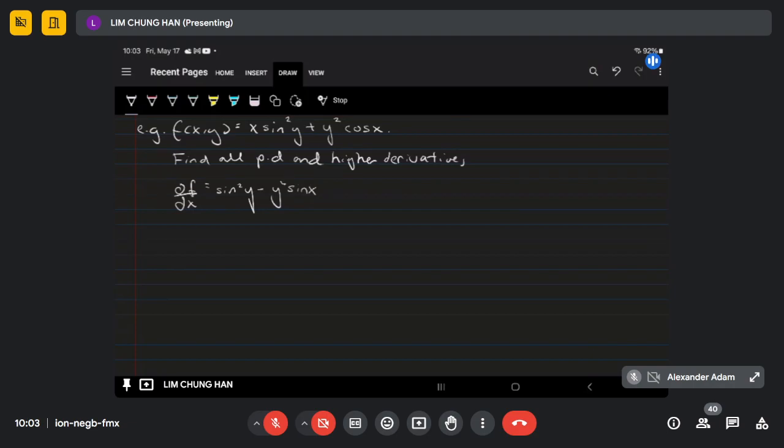Okay. So from there, you can proceed to find d squared f dx squared. You can also proceed to look for d squared f dy dx. Are you able to do this? But you know what to do, right? It's exactly the same process as what we've done during class.